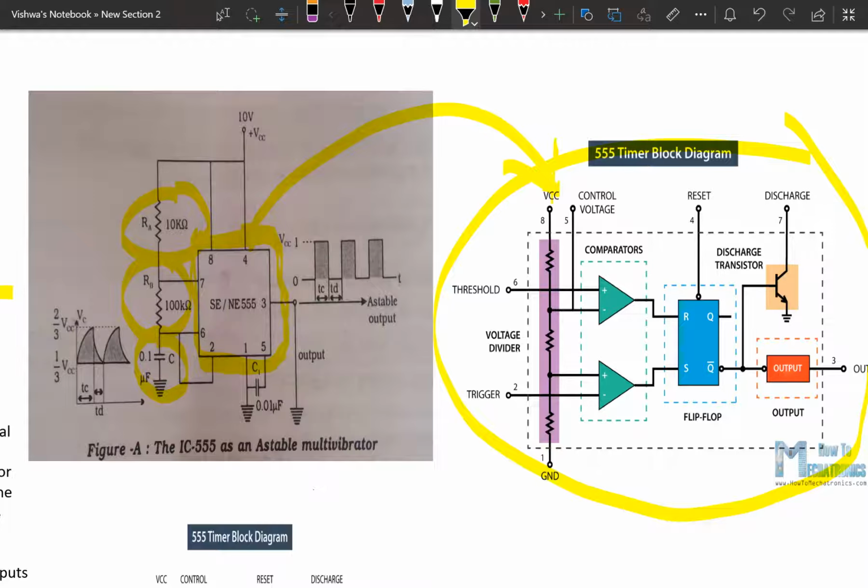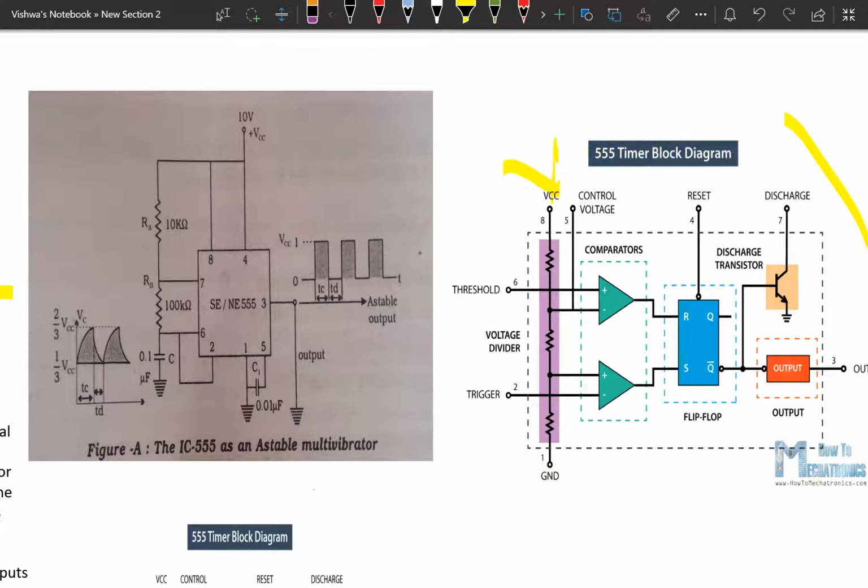Now how does it work? I will explain using the functional block diagram. It is easy to understand as an astable multivibrator. Now there are two comparators, and these two comparators are connected to a voltage divider. The non-inverting terminal of the lower comparator is connected to the voltage divider where the supply voltage is 1/3, and the inverting terminal of the upper comparator is connected to the voltage divider at this point. So the voltage available here is 2/3 voltage.